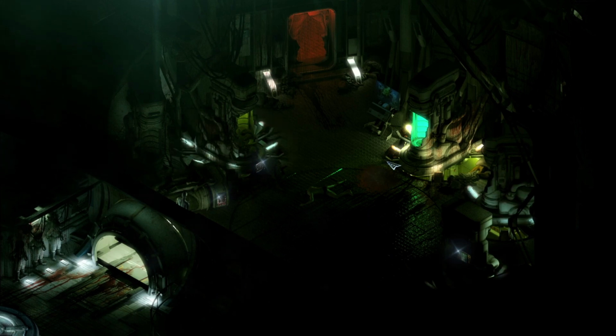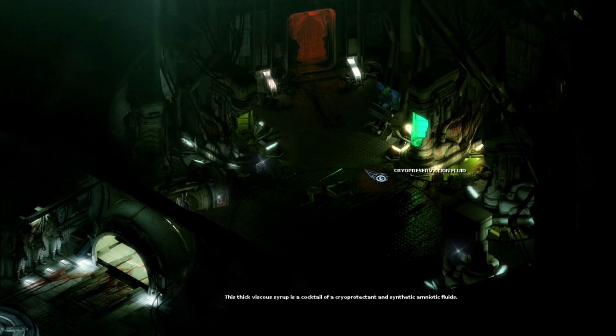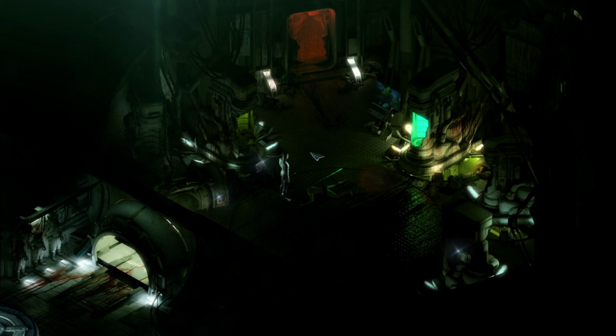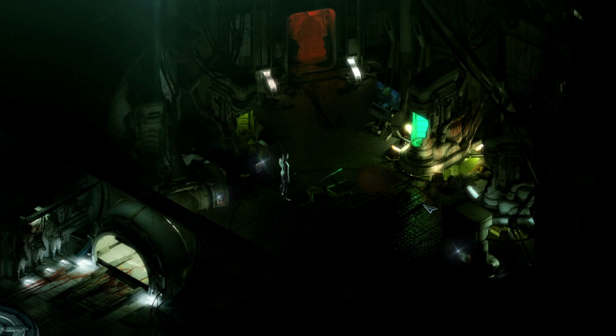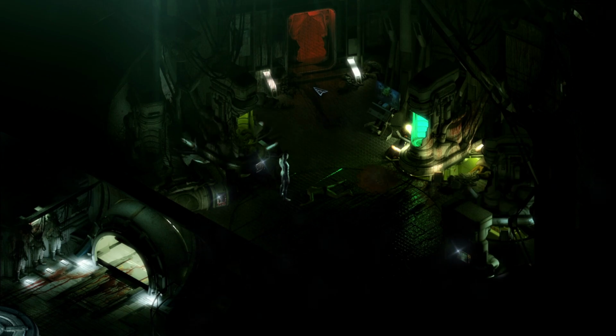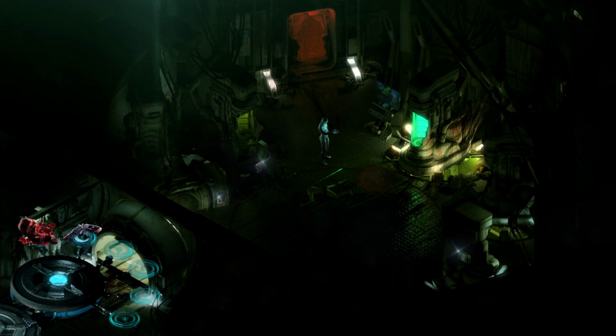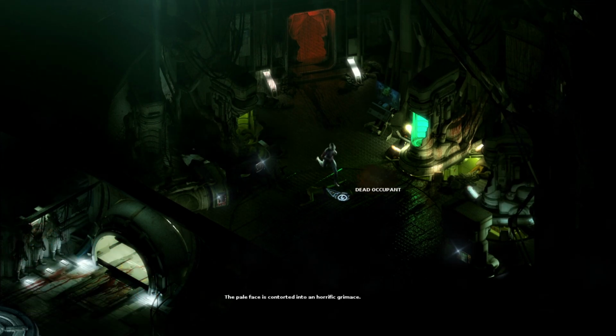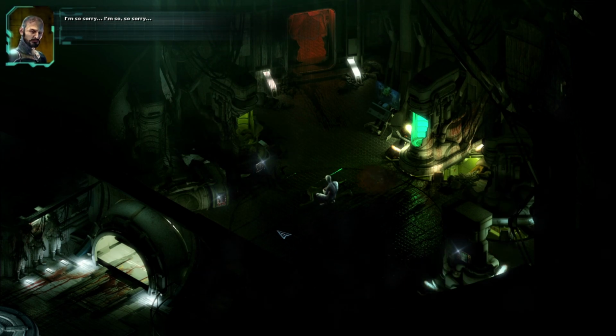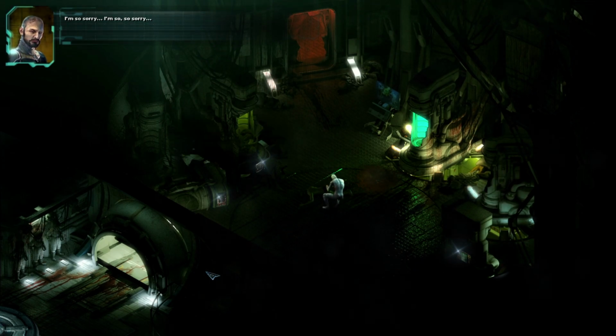Can I really not use his body or... Oh god, I wonder if I've missed an item that is really not obvious that we need to have picked up somewhere. Because if I had a scalpel or something. I'm so sorry. I'm so sorry.